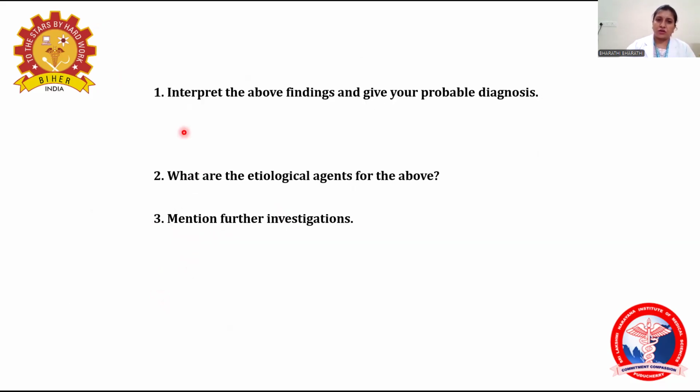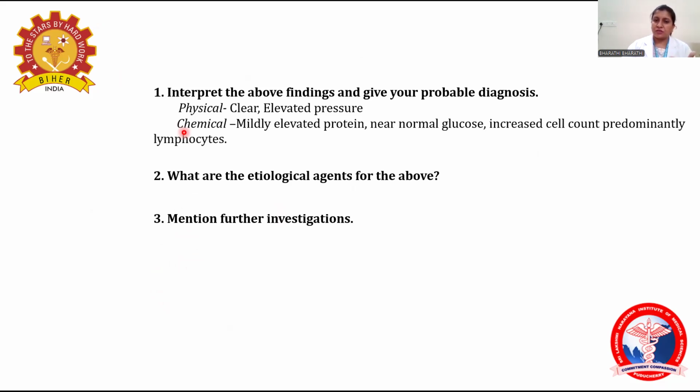So what is your interpretation? Clear, mildly elevated pressure, normal glucose, increased cell count of lymphocytes. So what is it? Aseptic meningitis, or viral meningitis, or lymphocytic meningitis. Why do we say lymphocytic? Because of the predominance of lymphocytes.